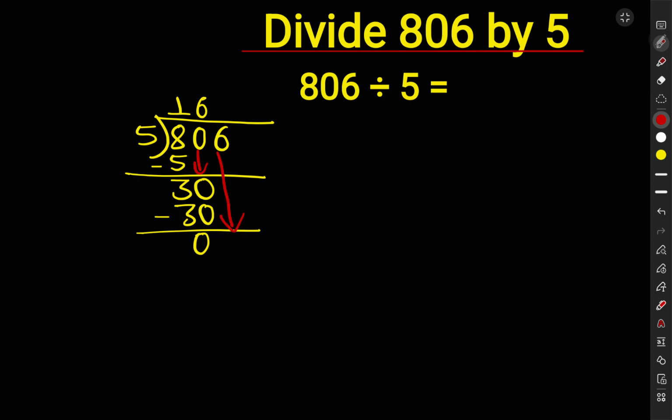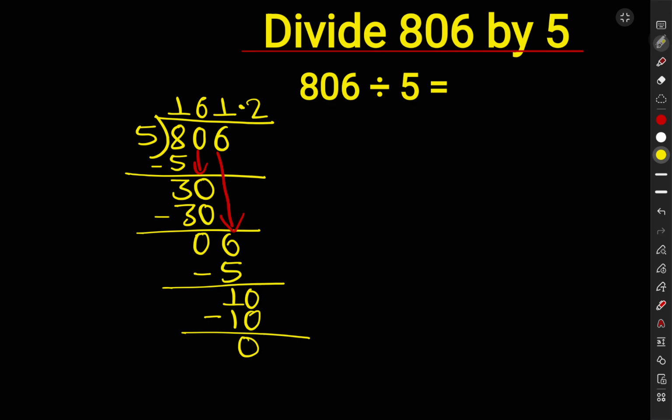So again we put down this 6 and 5 times 1 is 5. On subtracting, we get 1. So now we have no other number to put down. So we take here a decimal, so that we put 0. So it is 10 and 5 times 2 is 10. On subtracting, we get 0.